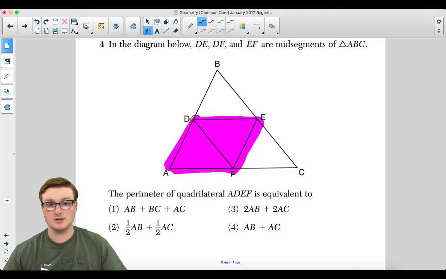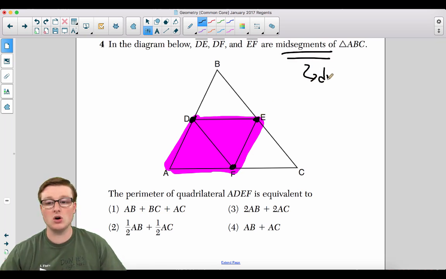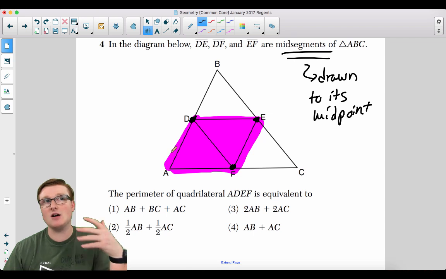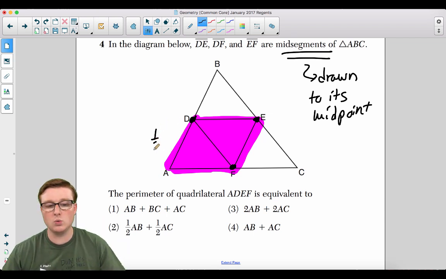These are all mid-segments. So this is a midpoint. This is a midpoint. This is a midpoint. Mid-segments are drawn to its midpoint. Now a midpoint divides a segment into two congruent parts. So the length of AD, by algebraic representation, is actually equivalent to 1/2 the length of AB. Same thing for AF.